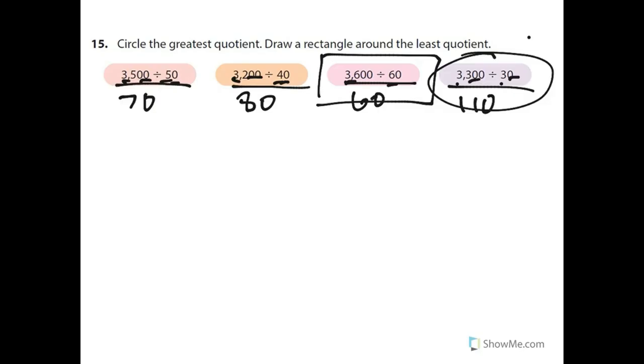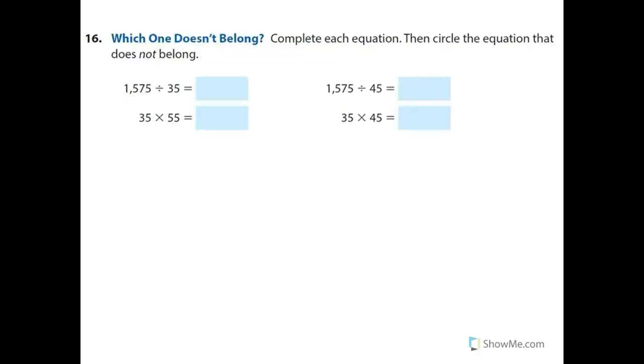Move along. Alright, number 16 is a which one does it belong. You're going to complete each equation, then circle the equation that does not belong. Alright, go ahead and do that and we'll go over it. You're going to do 2 division and 2 multiplication. Go ahead and do that. We'll go over it.